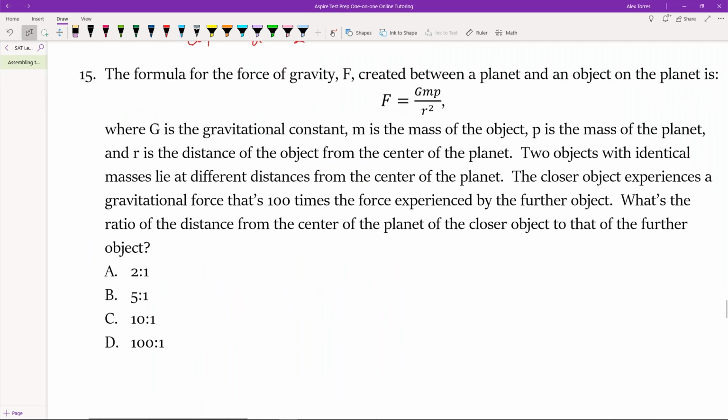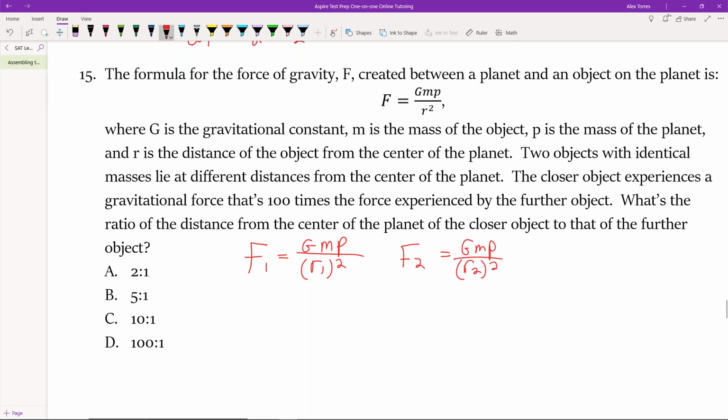Looking at number 15 now, same idea. You've got the force experienced by object number 1. G is a constant. They have identical masses, so I'll just call it M for both of them. And P is the mass of the planet, which doesn't change because we're talking about two different objects and the same planet. But the radius, the distance from the center of the planet, is what's going to be different. So we'll call that R1. And for F2, we'll do everything the same, but we'll call that R2.